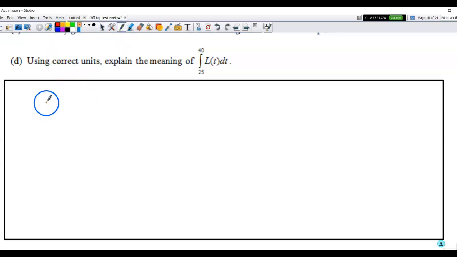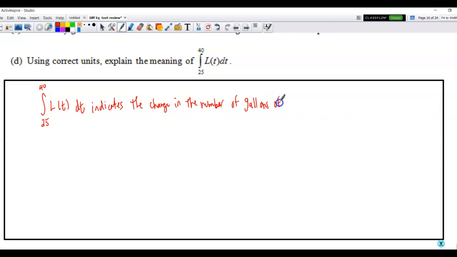So I would say something like the integral from 25 to 40 of L of t dt indicates the change in the number of gallons, should have typed this, of water that flowed, just stealing the words of the prompt, into the lake from 25 to 40 seconds. Now, it did not tell me to calculate that number.